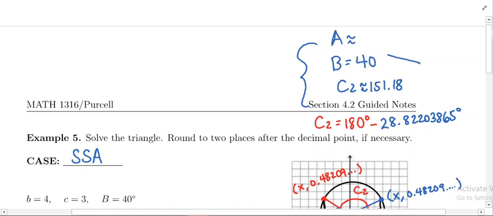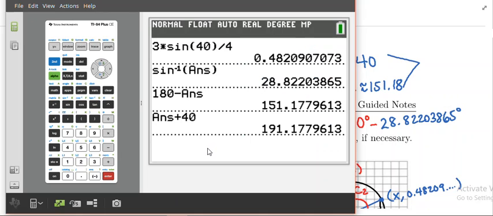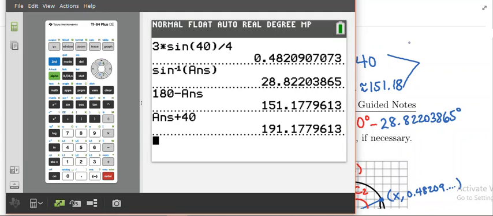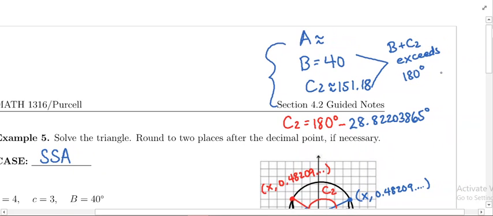So if you were to add these two, angle B and angle C, when you tack on the 40, it already surpasses 180 degrees. So there's not room for a third angle. You don't even have room for both of these angles to be in your triangle. You've already exceeded 180 degrees. So if you do B plus C2 here, this exceeds 180 degrees, so we can conclude there is no second triangle.